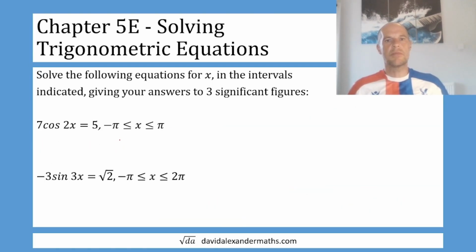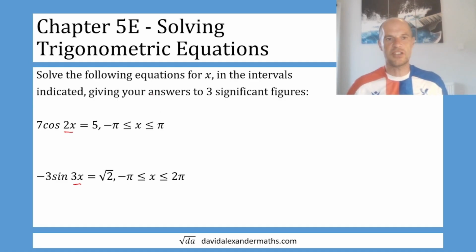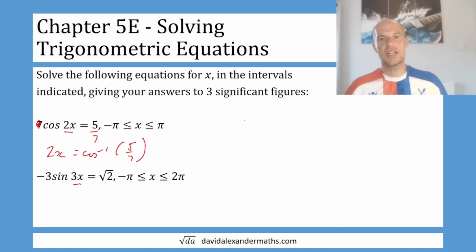Okay, these ones are much harder, because we have a 2x and a 3x, not a single x. This is where people can make mistakes. To begin with, it's quite easy. If 7 cos 2x equals 5, then cos 2x is 5 over 7, so 2x is the inverse cos of 5/7. What we're doing is working out solutions for 2x.